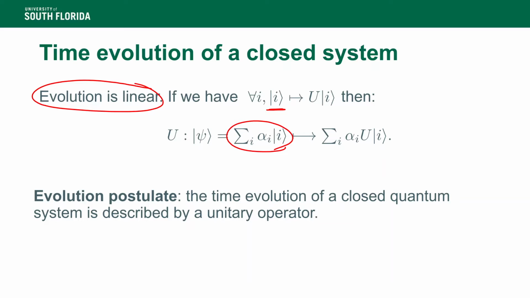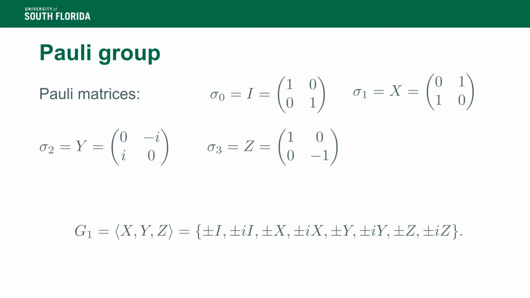postulate. And we even specify that for a closed quantum system, which is really the kind of systems that we'll be interested in, the evolution is actually a unitary operator. Remember, unitary matrices are the ones that are self-adjoint. Unitary operators are those for which the adjoint is the inverse.